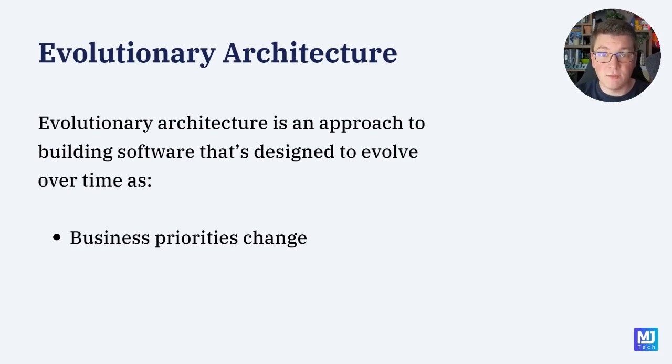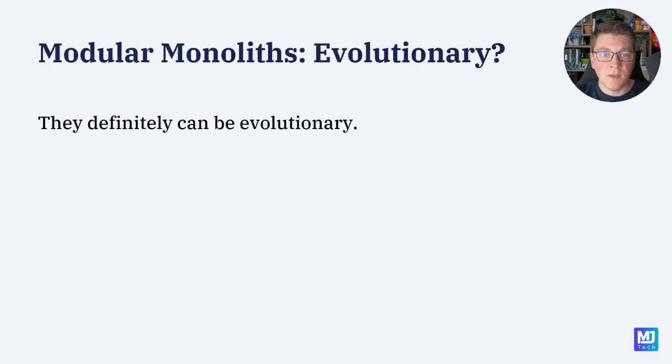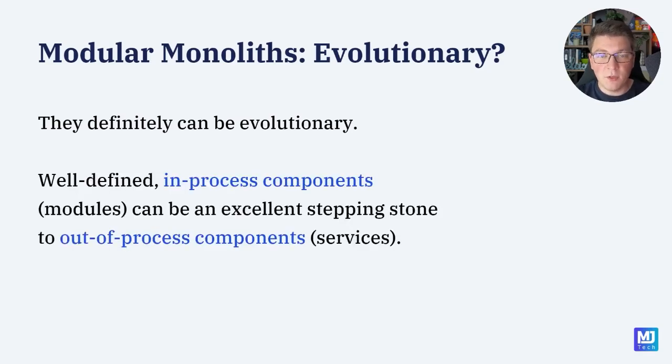Evolutionary architecture is an approach to building software that's designed to evolve over time as your business priorities change, as your customer demands shift, and as new technologies emerge. For example, the emergence and wider adoption of artificial intelligence. So the general idea of evolutionary architecture is structuring your system in such a way that it solves today's problems, but that you can also evolve it to solve tomorrow's problems. In that regard, we can definitely say that modular monoliths are evolutionary, and this is because we have well-defined in-process components that we call modules, which are an excellent stepping stone for out-of-process components or services.